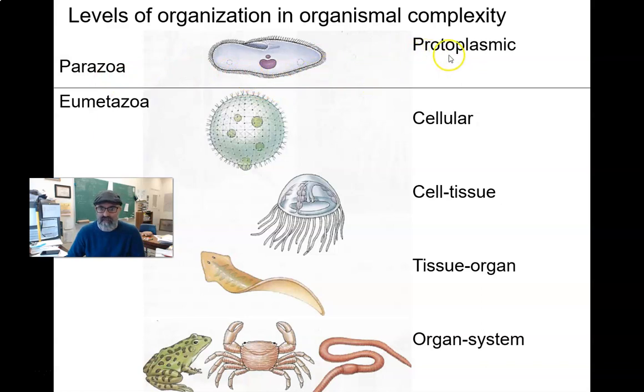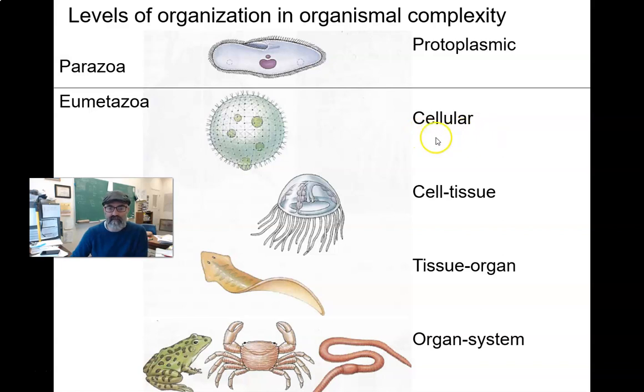This organism exists at what we call a protoplasmic level of complexity. And what that means is they are organized, certainly. This is not a chaotic system. They have little cilia and vacuoles, and they have DNA and all this stuff. But the protoplasm and the organelles are organized into a cell. And that's the end of the complexity.